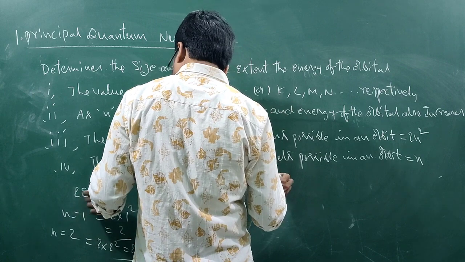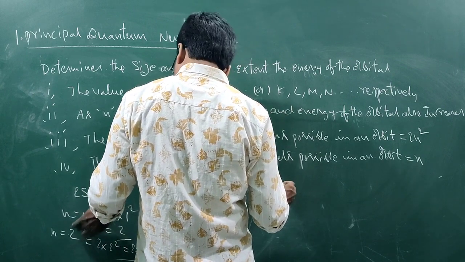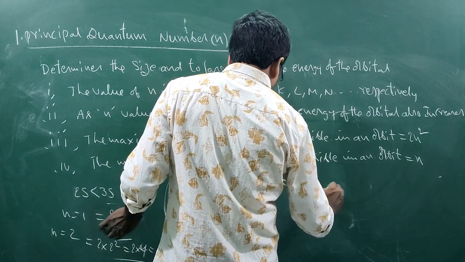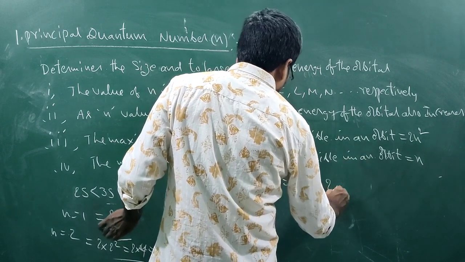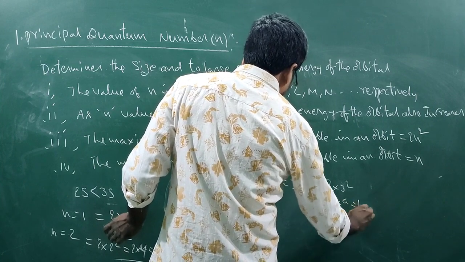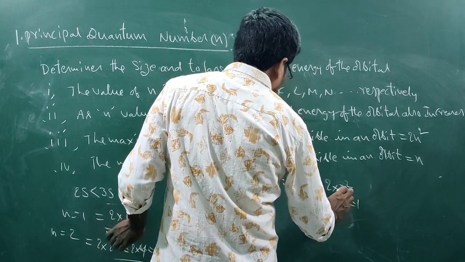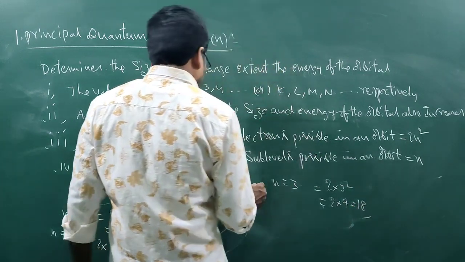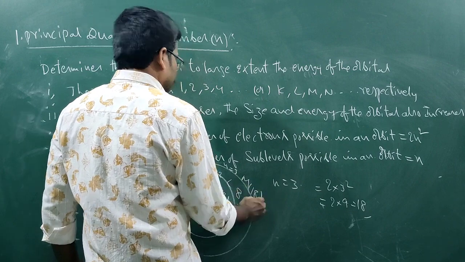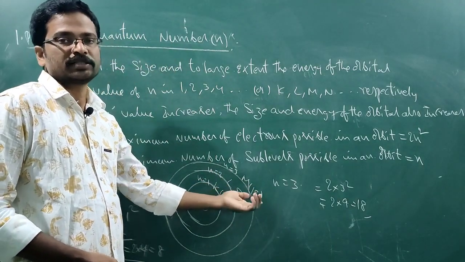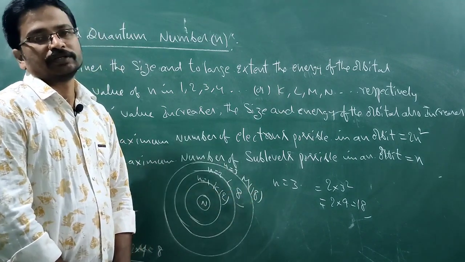Subsequently, if n is equal to 3, substitute into 2n square: 2 into 3 square is 2 into 9, which is 18. So 18 electrons are allowed for the third shell.